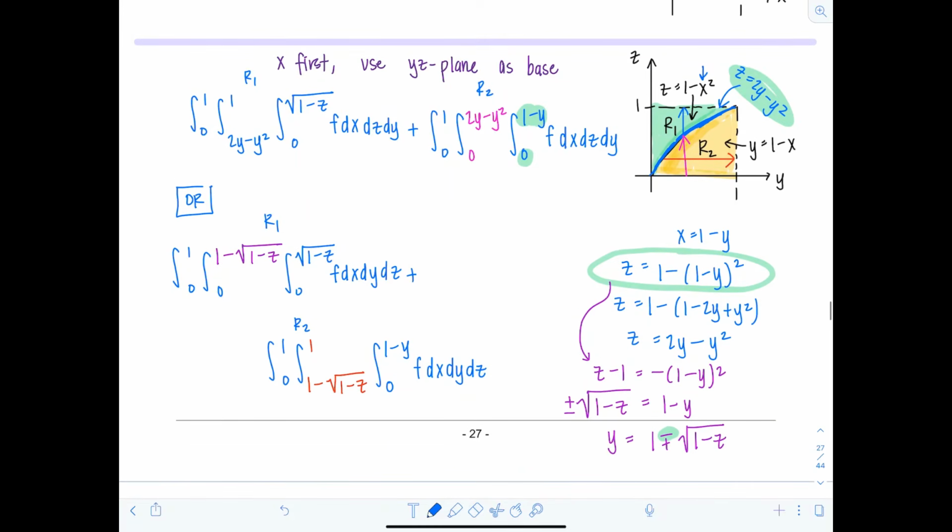So that concludes the lesson on triple integrals. Stay tuned, we're going to switch it up and go into different coordinate systems.